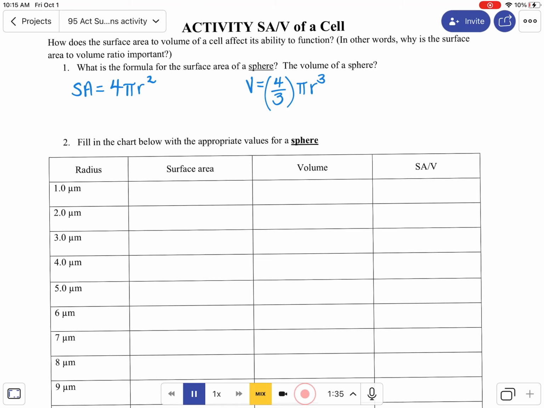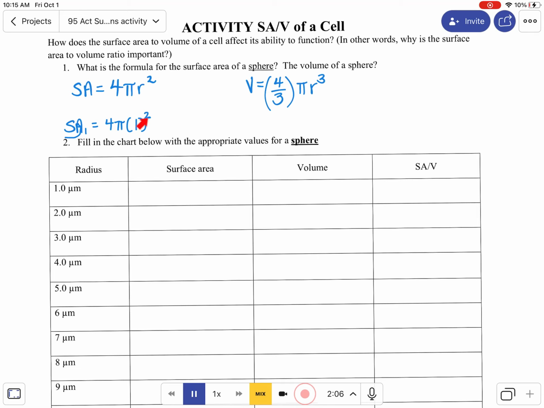We're going to start with a cell that has a radius of 1 micrometer. So 1 micrometer is the radius of our cell. We're going to plug this number into the formula to calculate the surface area. When you do that, this is what it looks like. The surface area for my first cell, which has a radius of 1, would be 4 times pi times 1, where I plug it in, squared.